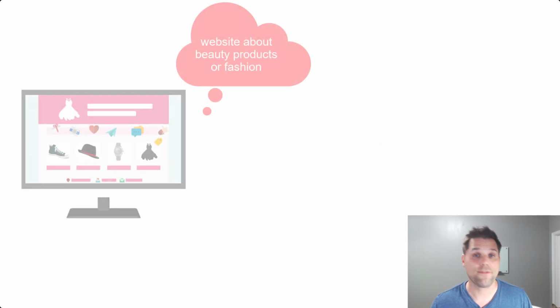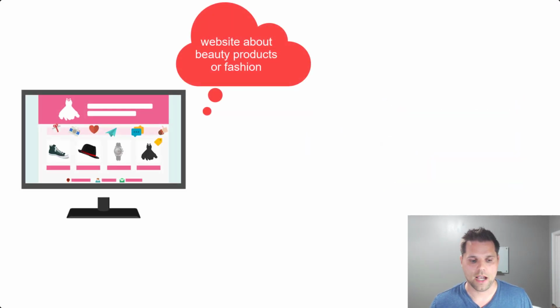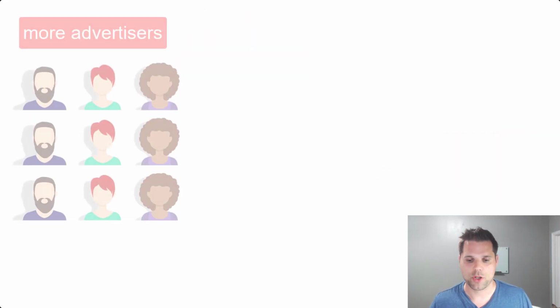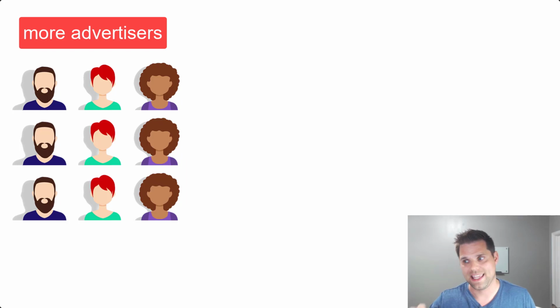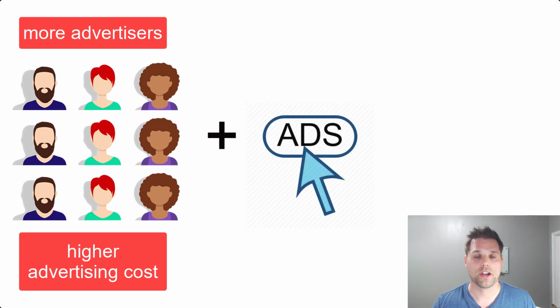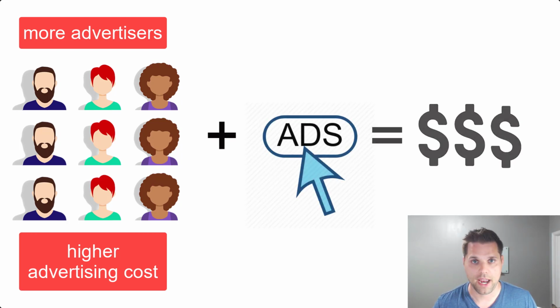But if you create a different website about beauty products, for instance, so not just the cotton balls, but all the beauty products around it, there's a lot of advertisers. The second option is much better, because with that option there are a lot of advertisers. Therefore, the advertising cost is higher. That means every time somebody clicks on one of your ads, you make more money. Okay, so that's the first thing: pick the right niche.